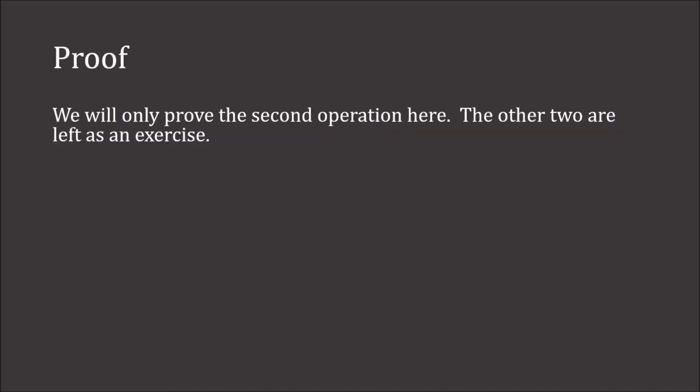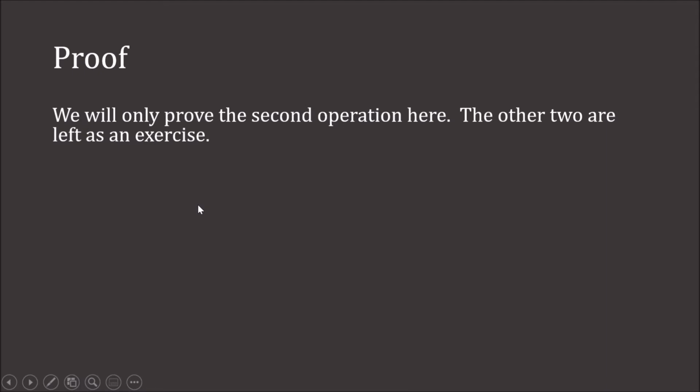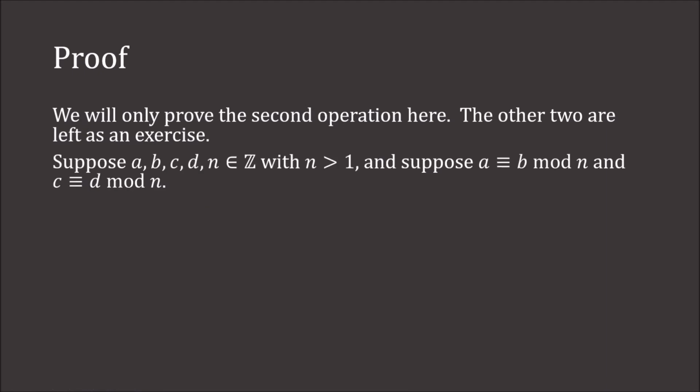So we're only going to prove the second operation, the multiplication, the product operation. The other two will be left as an exercise. So suppose that a, b, c, d, and n are all integers, with n greater than 1, and suppose that a is congruent to b mod n, and c is congruent to d mod n.